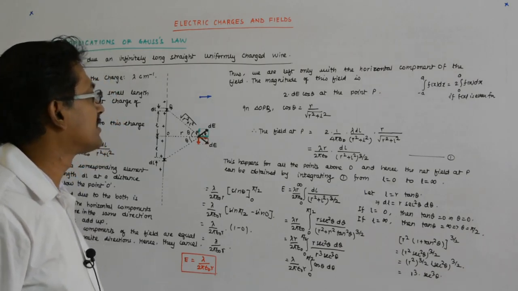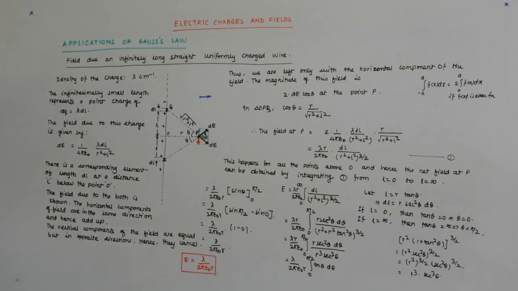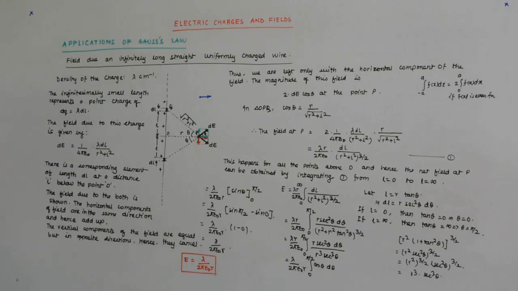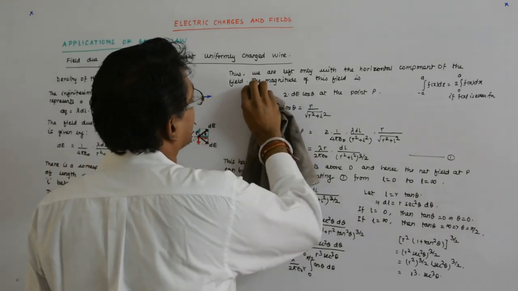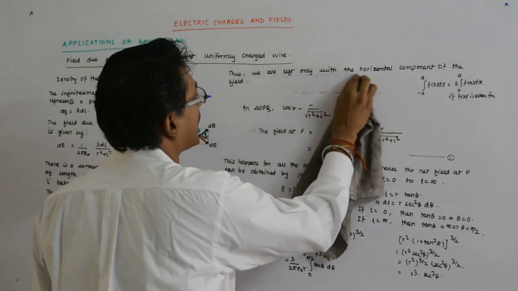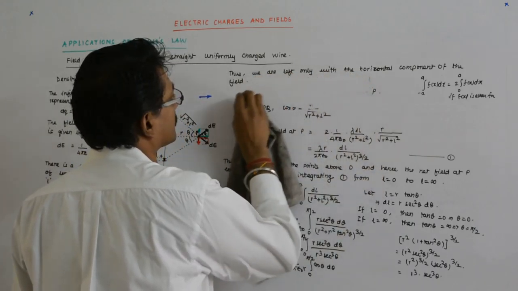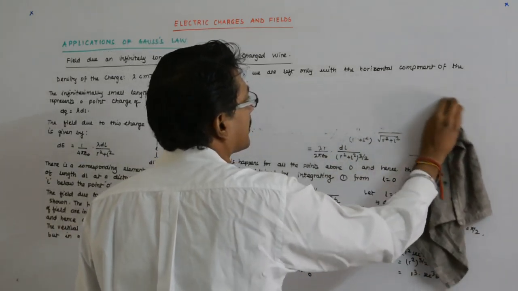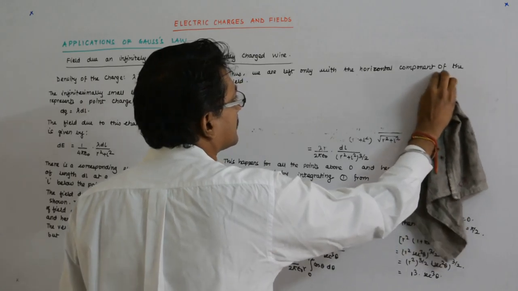So the first thing is the field is radially outward. However, I can give this argument in favor of that, right? That's why I have not erased it. So till here, thus we are left only with the horizontal component of the field. For the magnitude, I'll now be using the Gauss's law. So till here, our argument is the same.